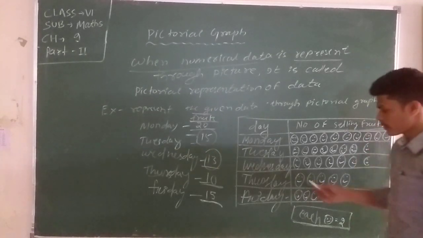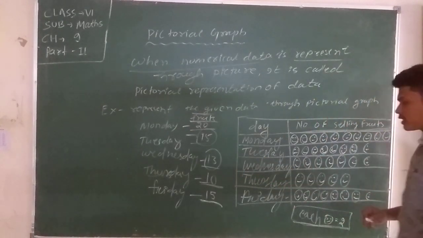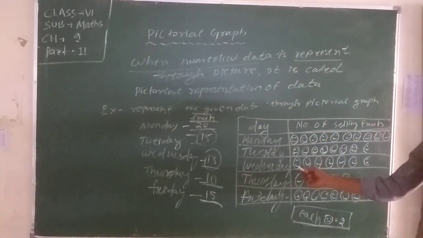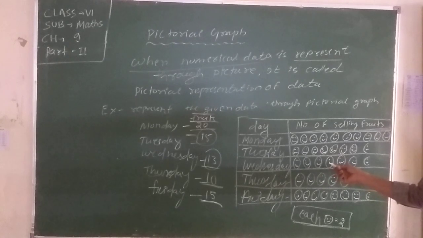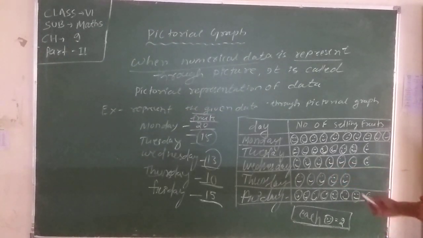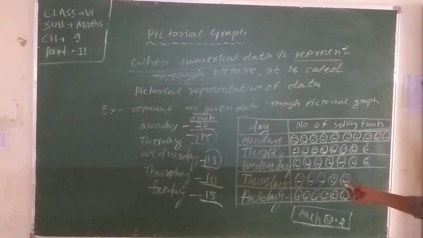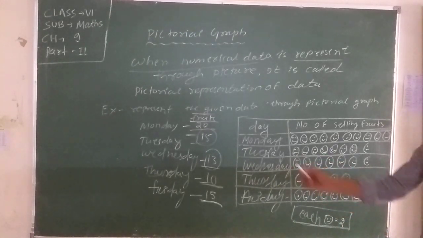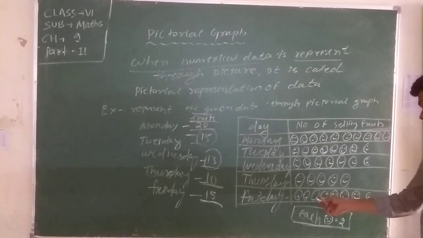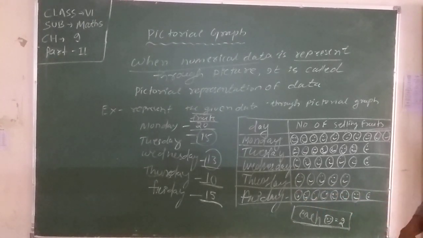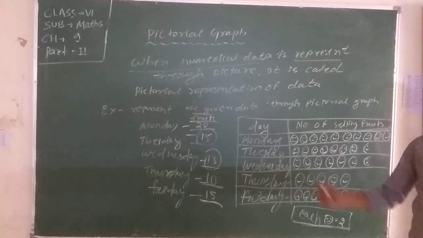Okay. In Wednesday, how many are there? 13 is there. Then we write here 1, 2, 3, 4, 5, 6. 6 twos make 12, then 13. Okay. Now Thursday. 1, 2, 3, 4, 5. How many fruits are there? 10 fruits. That's why we draw 5 here. Now Friday. How many fruits are there? 1, 2, 3, 4, 5, 6, 7. 7 twos make 14. Half equal to 1 makes 15.